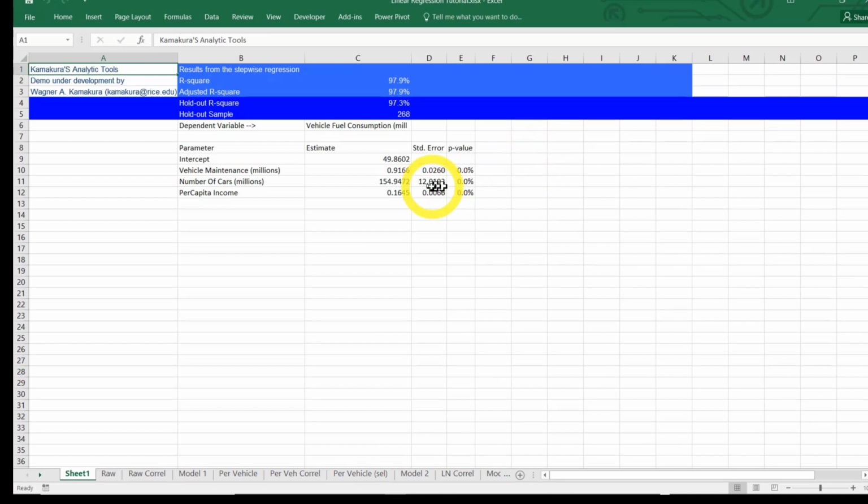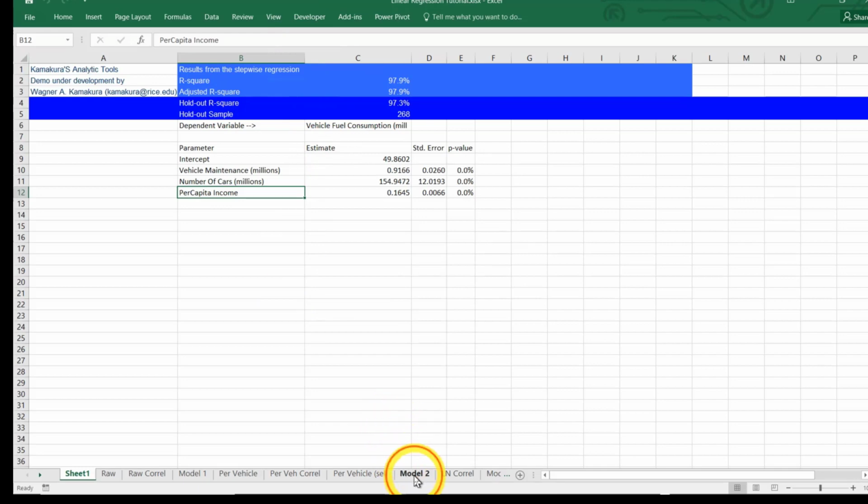There it is. It picked vehicle maintenance, number of cars, and per capita income, picked all of them, and produces an R square of 97.9%. Stepwise regression tends to be very liberal in adding predictors when you have a large sample. We have a fairly large sample of over 800 cities, so it tends to be liberal. It's very easy to pass the test because you have a lot of power in the statistical test. But that's how you would run a stepwise predictor selection using my tools.